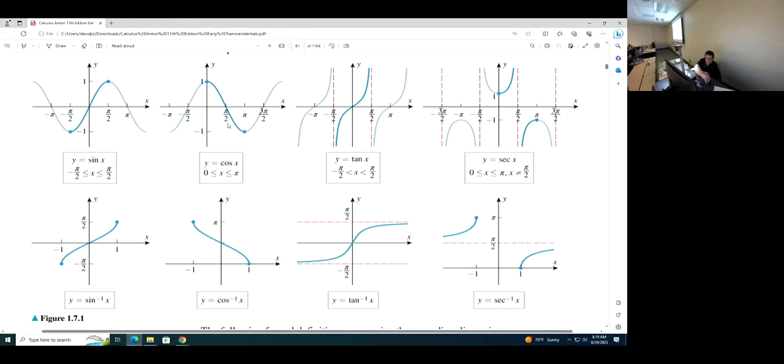This darker graph is right here. We want it to be 1 to 1, which means it's got to pass the vertical line test and the horizontal line test. The vertical line test is what makes something a function. The horizontal line test is what makes it so that you can have an inverse.